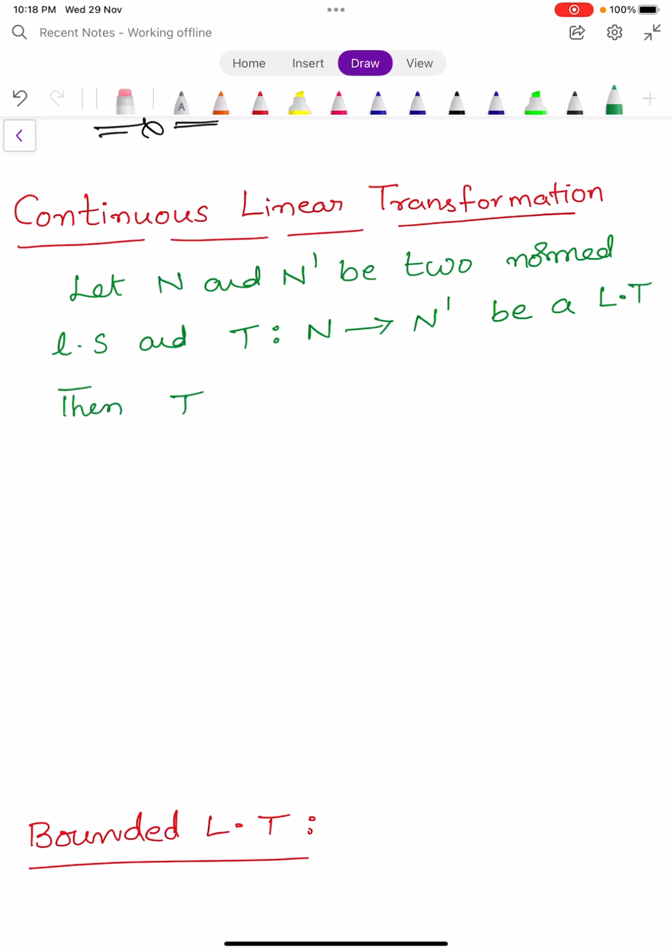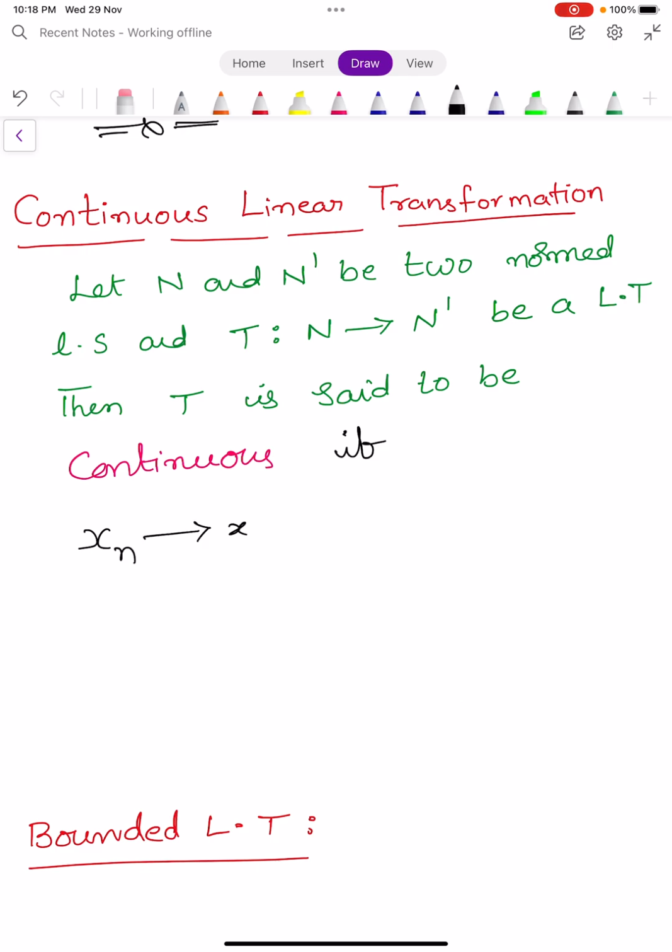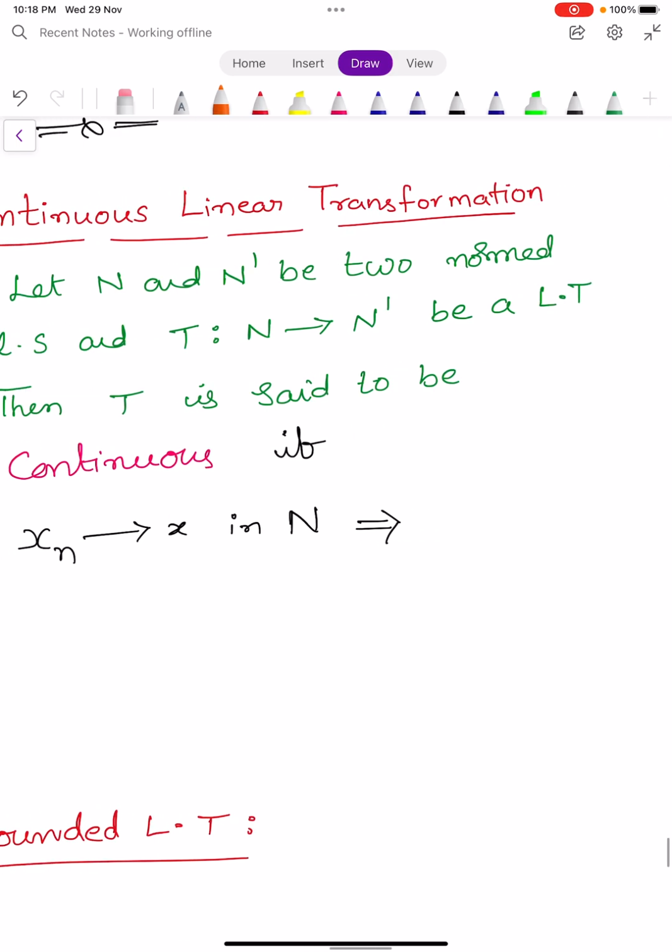Then this linear transformation capital T is said to be continuous if it satisfies one condition: xn converges to x in capital N implies T of xn converges to T of x in N dash.